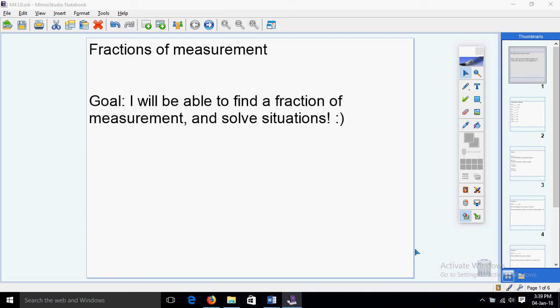All right, welcome back. We're now on lesson 9. We're going to look at fractions of measurement. So hopefully we remember all of our conversions from last year. If not, maybe brush up on that and it'll be good. Our goal is I will be able to find a fraction of measurement and solve situations.